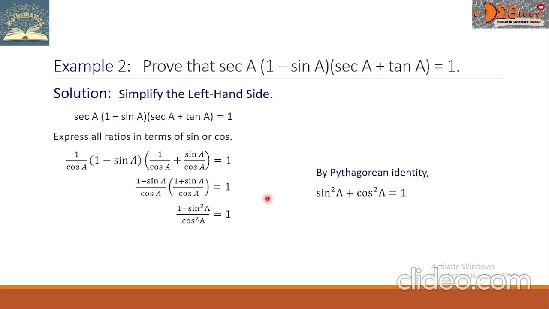From here, remember that we have the Pythagorean identity. Sine square A plus cosine square A equals 1. We can isolate cosine square A, so we have 1 minus sine square A. Notice that the right-hand value here is the numerator of our fraction here. So we can substitute cosine square A in the numerator. So it becomes like this. The cosine square A in the numerator is now the same as the cosine square A in the denominator, where we can cancel this. So it becomes 1, which is equal to the right-hand side, which is also 1.